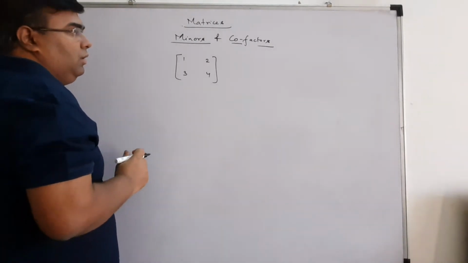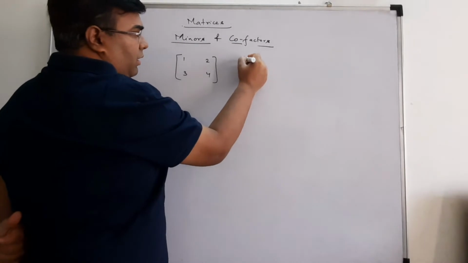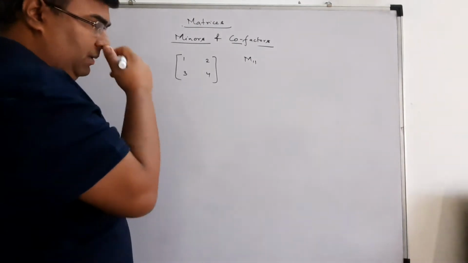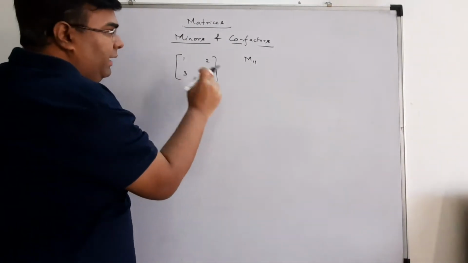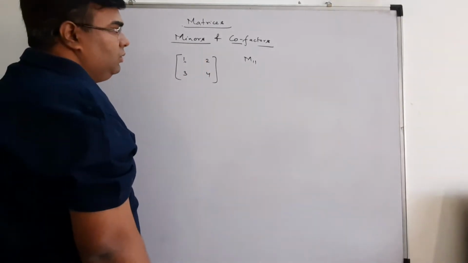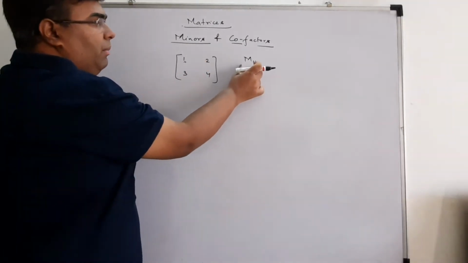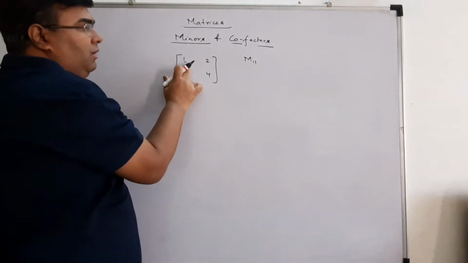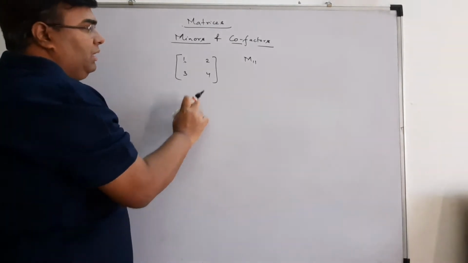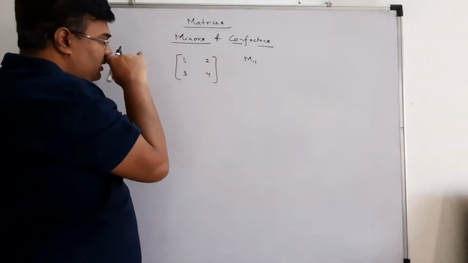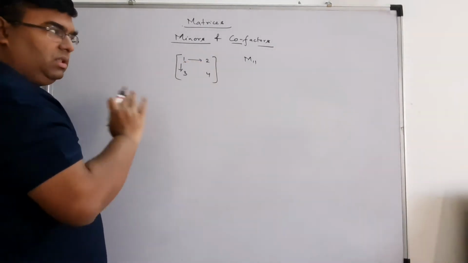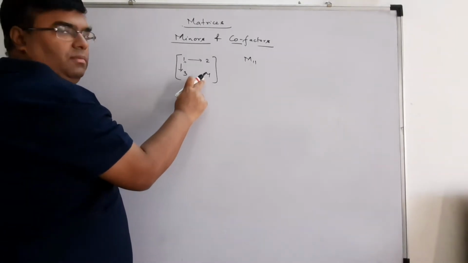Now minor is basically what? I am writing it as M11. What is M11? It means the minor of the first element. Every element has its minors. So M11 is the minor of this first element. Just like we have got the values of a matrix by leaving out the rows and the columns, here also we will do the same thing. So just leave out the first row and first column. What is left? 4.